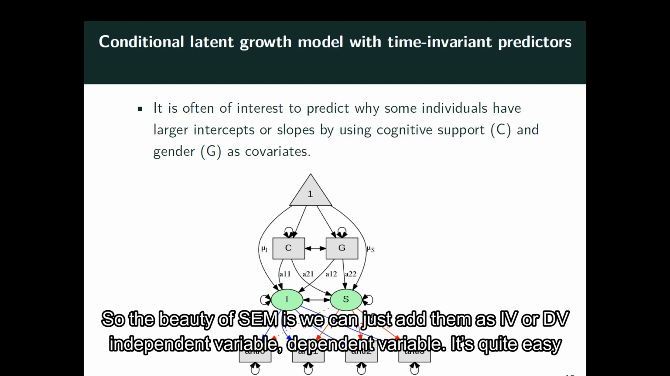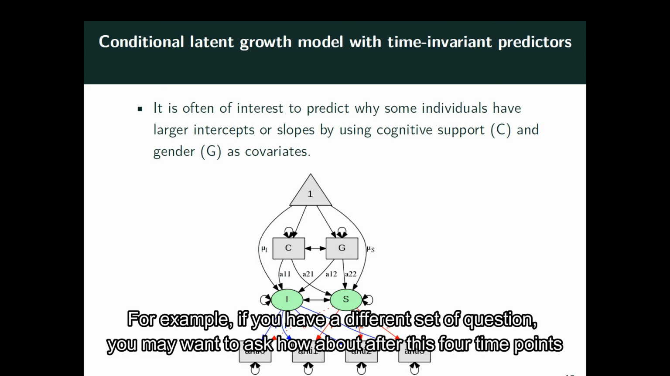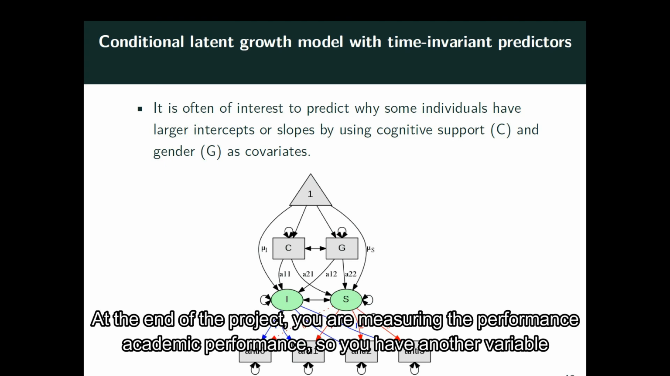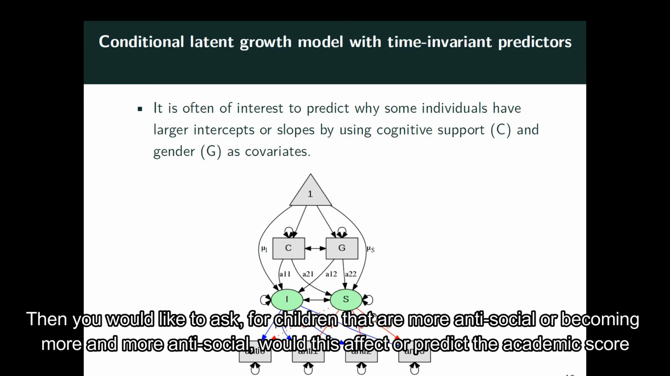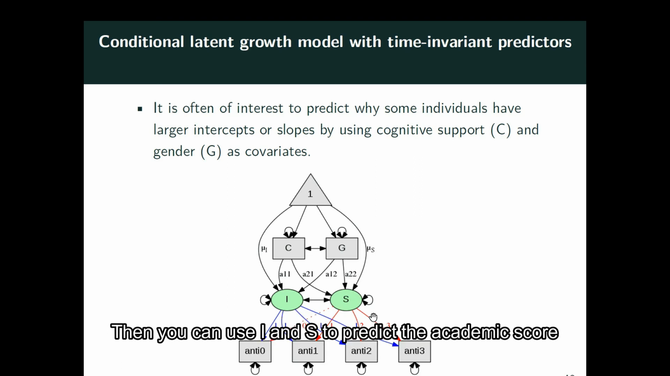It's quite easy. Okay. For example, if you have a different set of questions, you may want to ask, how about after these 4 time points, at the end of the project, you measure the academic performance. So you have another variable. Then you'd like to ask: for children who are becoming more and more antisocial, would this affect or predict the academic score? Then you can use I and S to predict the academic score.